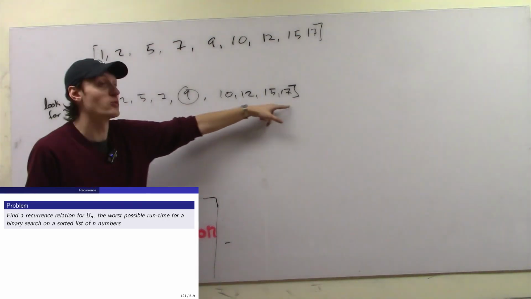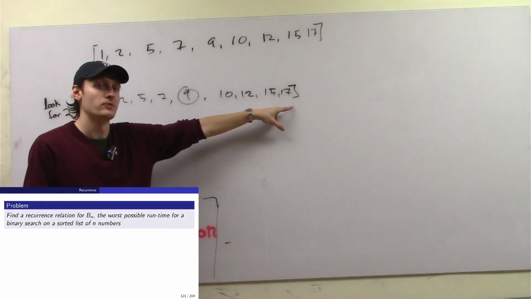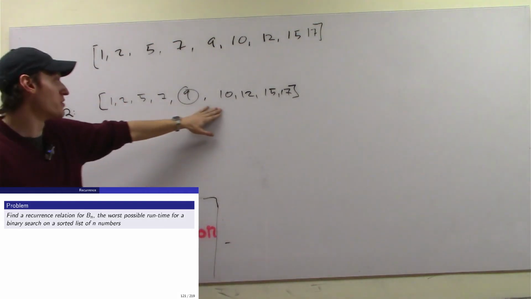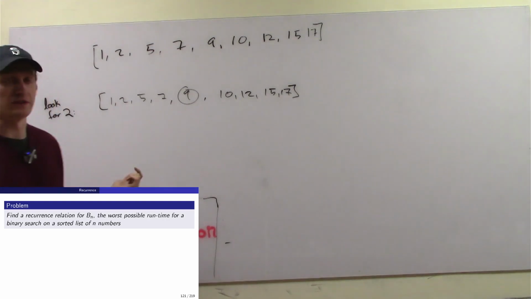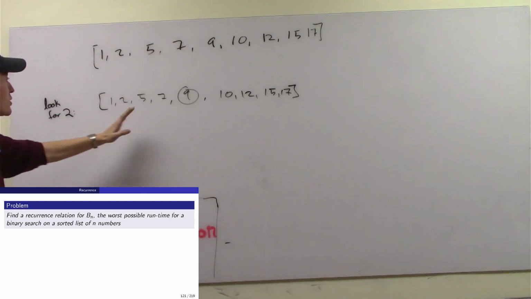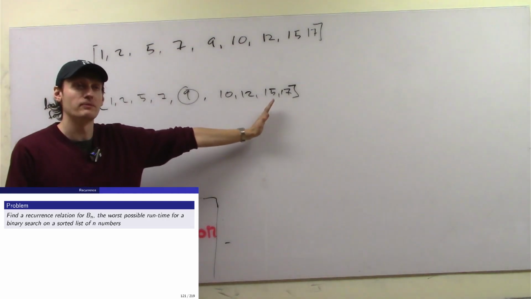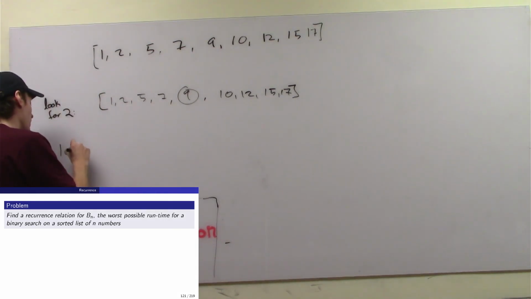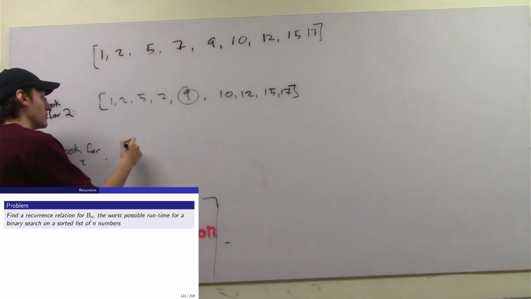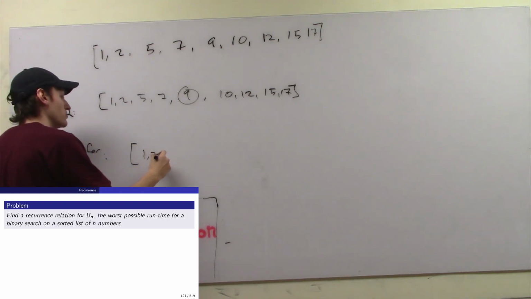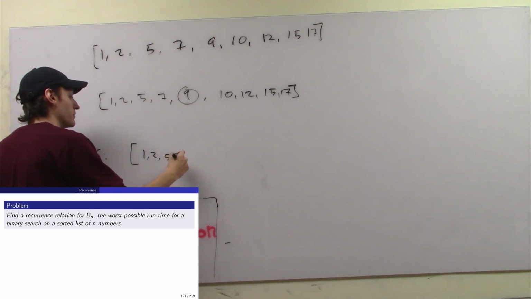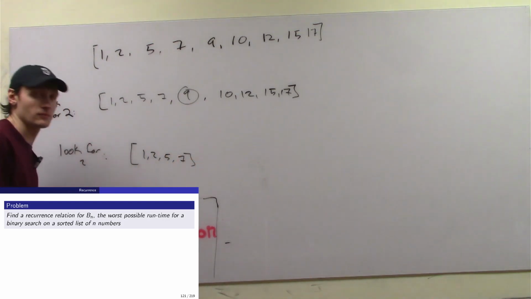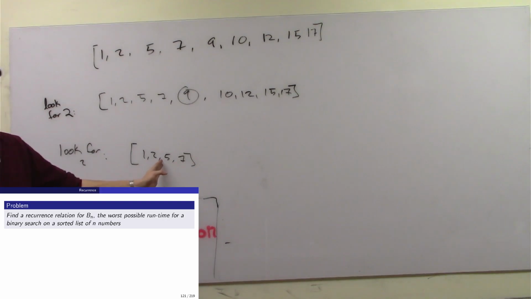It can't be to the right of 9, though, right? Because all these numbers are bigger than 9, and 2 is less than 9. So it has to be over here. So I throw away 9 and above. Now I'm going to look for 2 again in the list. 1, 2, 5, 7. And here I look at the middle and I break a tie randomly.